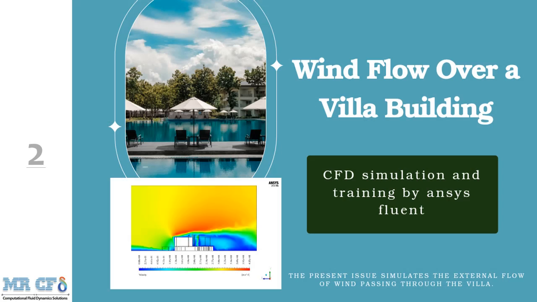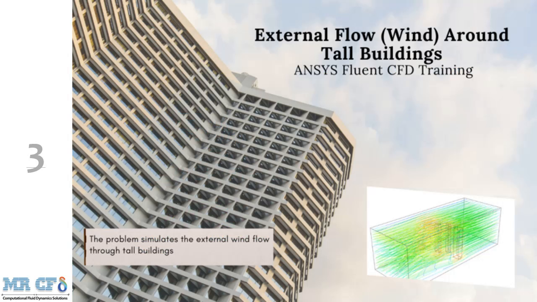The second project simulates the external flow of wind passing through the villa using ANSYS Fluent software. The geometry of the villa consists of several buildings and a special domain of the yard. The area around the villa is considered to be the airflow area. The third problem simulates the wind flow through several buildings in a given computational domain by ANSYS Fluent software. These buildings are considered barriers to airflow.